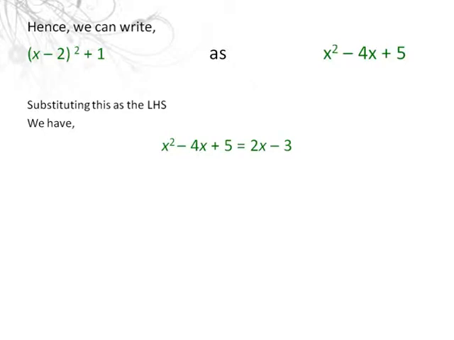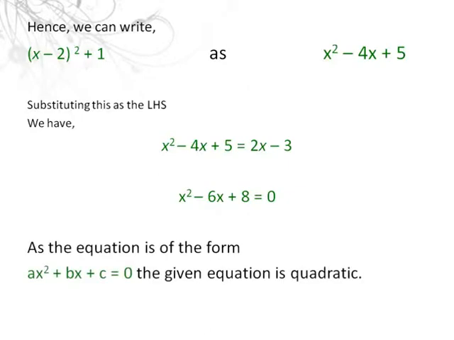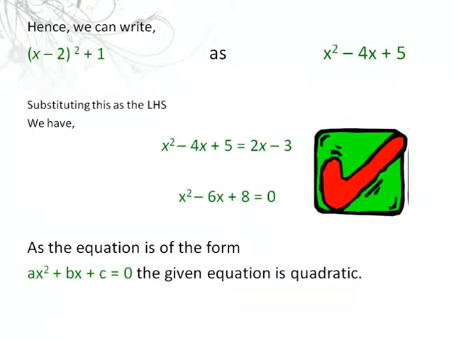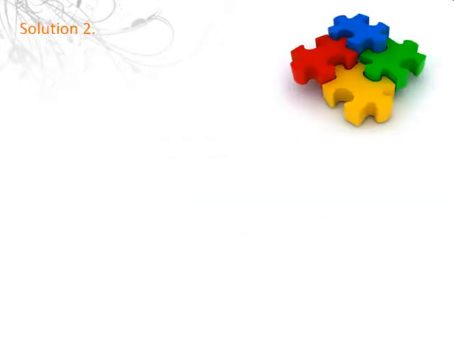Now the first step we should do in this situation is take all the terms on the right hand side to the left hand side. Hence we get x square minus 6x plus 8 equal to 0. Now this polynomial equation is to be tested if it's quadratic or not. As the equation is of the form ax square plus bx plus c equal to 0, the given equation is quadratic in nature. If you compare, here a is 1, b is minus 6 and c is plus 8. Now let us look at the second part of the problem.